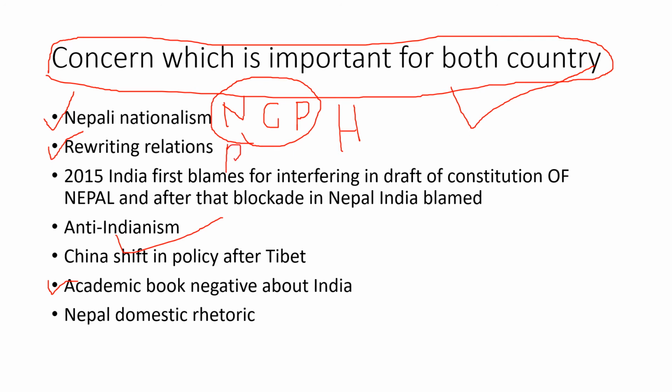happened. And after that, in 2015, India was first blamed for interfering in the draft of the constitution of Nepal. When Nepal started drafting its constitution, Nepal said that India was clearly making its say in the constitution of Nepal. Then India took a back step, but India's name has been put down with this kind of thoughts which have been created by the Communist Party of Nepal. Actually, India is not doing anything even then.